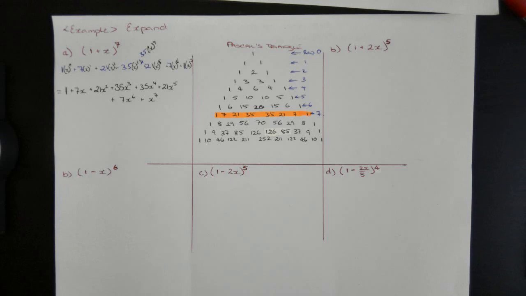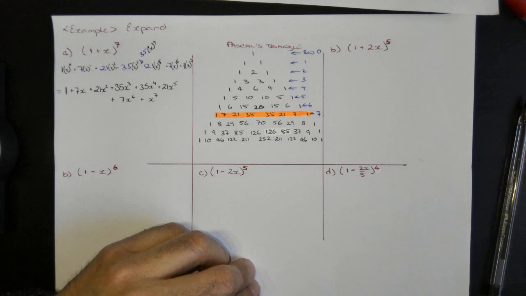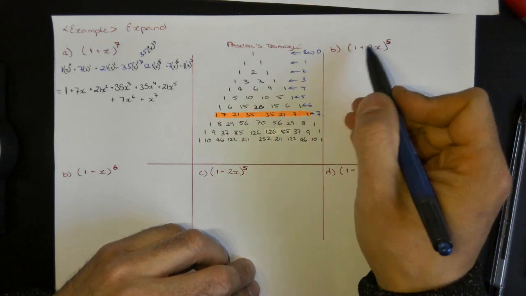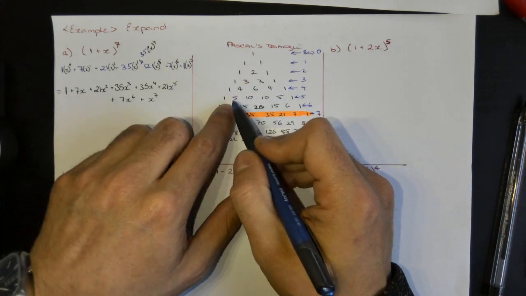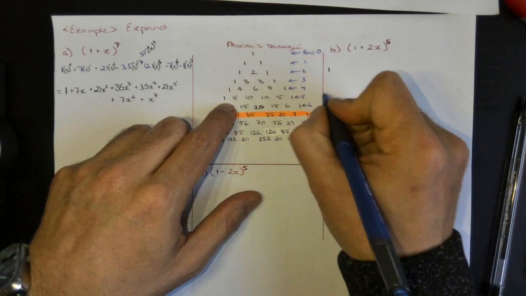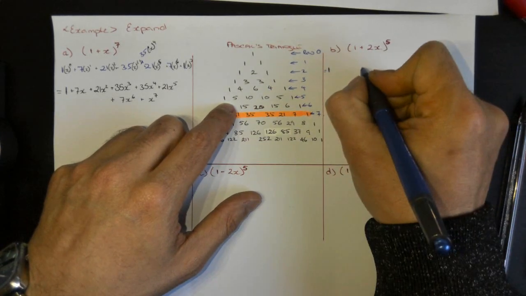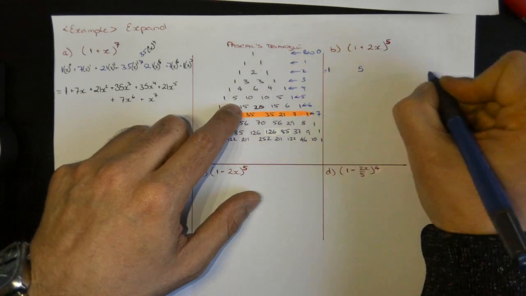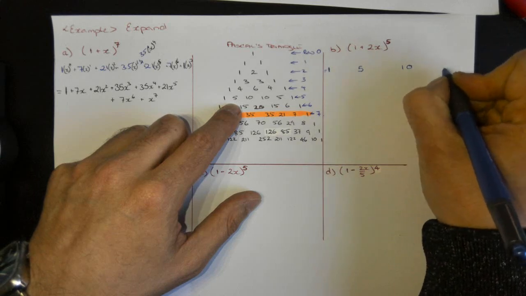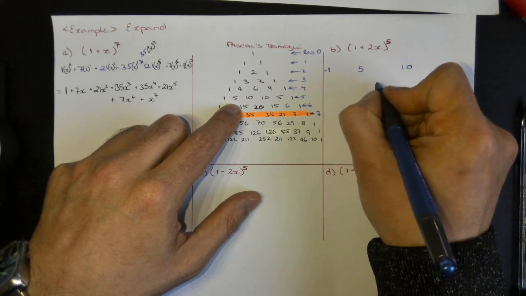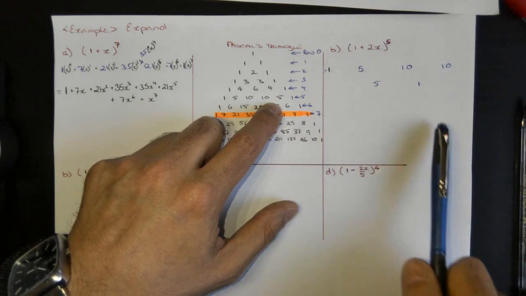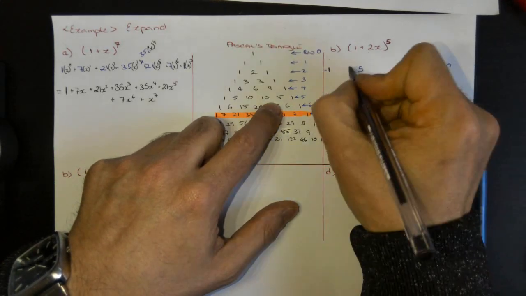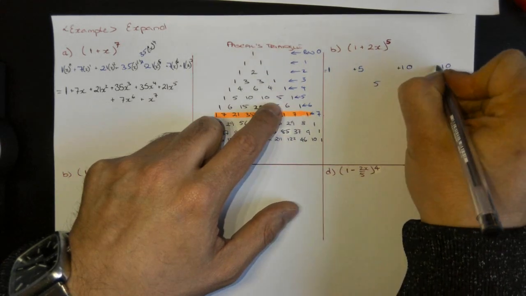Let's look at this one: 1 plus 2x to the power of 5. The first thing is to look at the fifth row: 0, 1, 2, 3, 4, 5. I'm going to write my coefficients, probably over 2 lines. So I've got 1, 5, 10, another 10 here, and then 5 and 1. It's positive, so all my terms are also going to be positive.